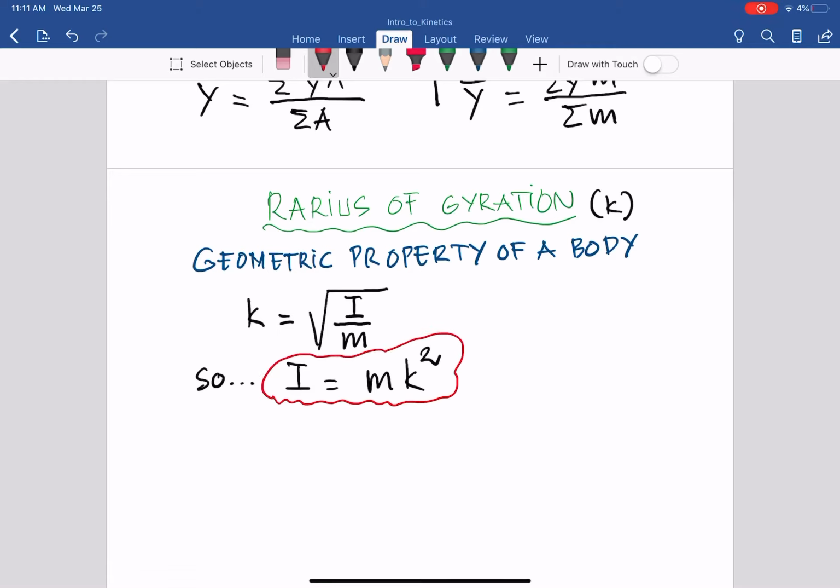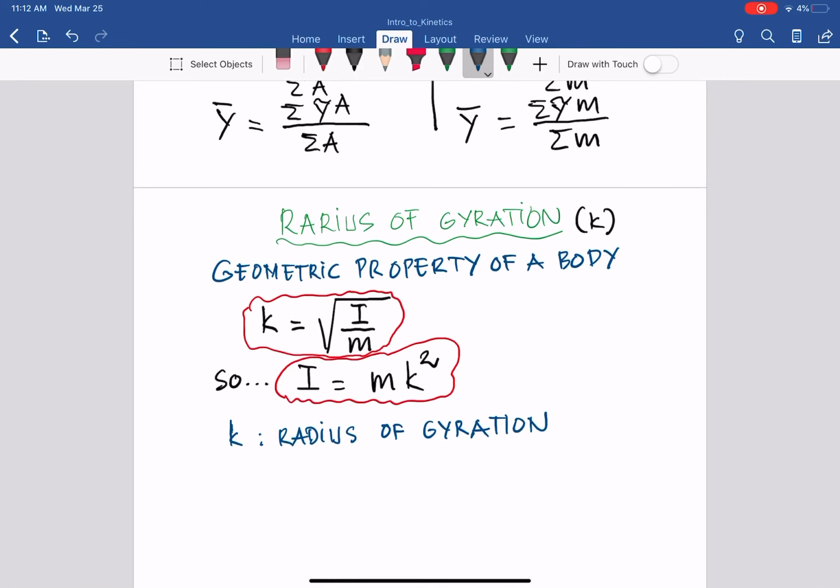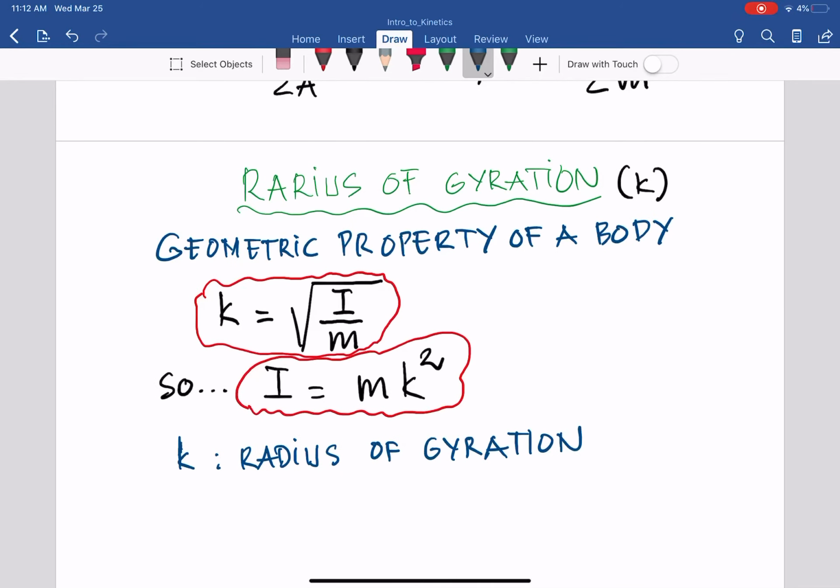So whenever the problem gives you the radius of gyration, you don't need to go to the standard shape table inside the cover of the book to find the I. Just apply m k squared. In this case, k lowercase is the radius of gyration, and that is purely a geometric property of the body. Whenever the problem gives you the radius of gyration, just multiply m k squared to find the mass moment of inertia.